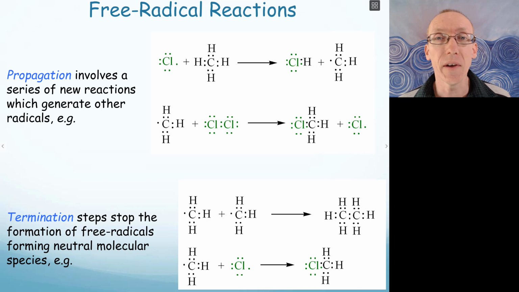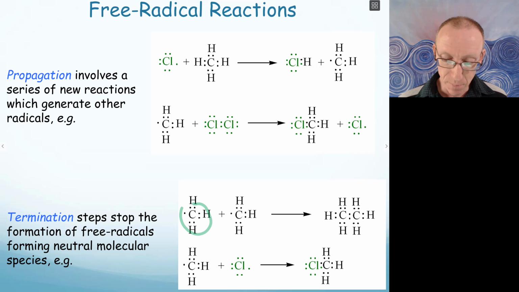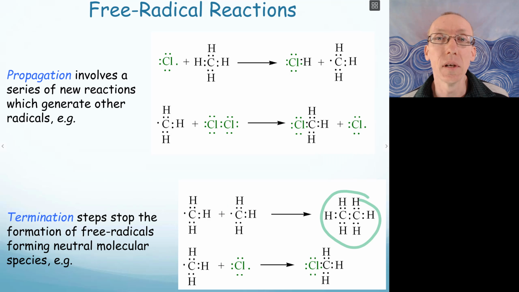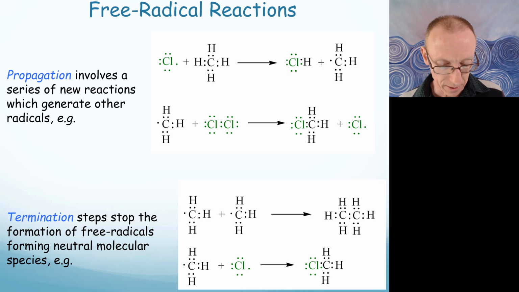The final step of a free radical chain reaction is the termination step. Termination is where we take radical species and combine them with other radical species and produce non-radicals. It's termination because it's stopping this chain propagation of the reaction. So we get free radicals forming neutral molecular species with no unpaired electrons.